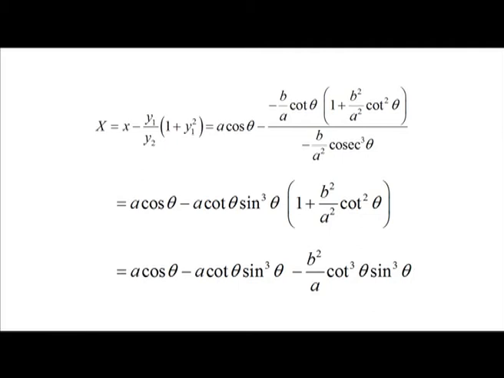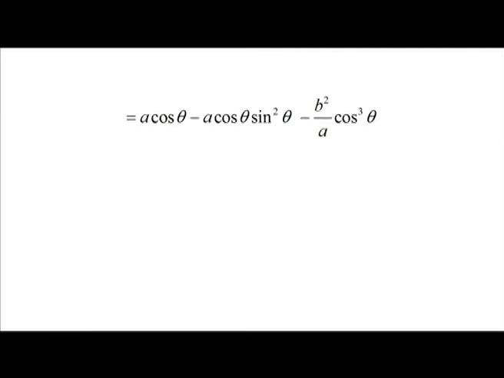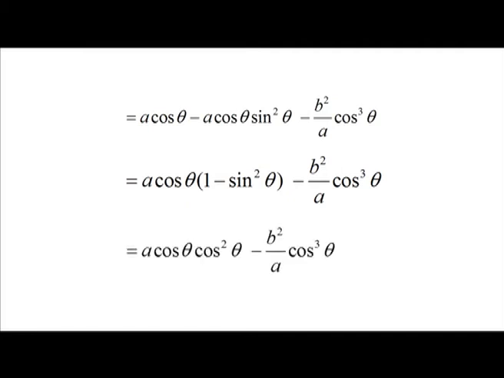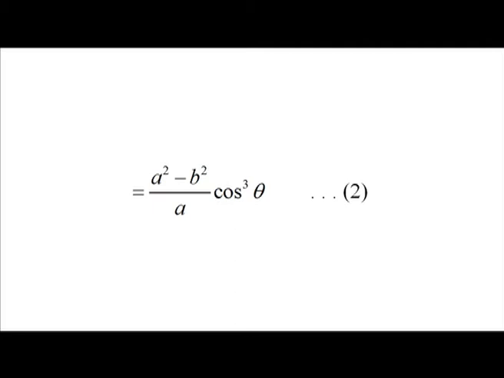which is equal to a cos theta minus a cos theta times sin square theta minus b square by a cos cube theta, which is equal to a cos theta times 1 minus sin square theta minus b square by a cos cube theta, which is equal to a cos theta times cos square theta minus b square by a times cos cube theta, which is equal to a square minus b square divided by a times cos cube theta. We call this equation number 2.